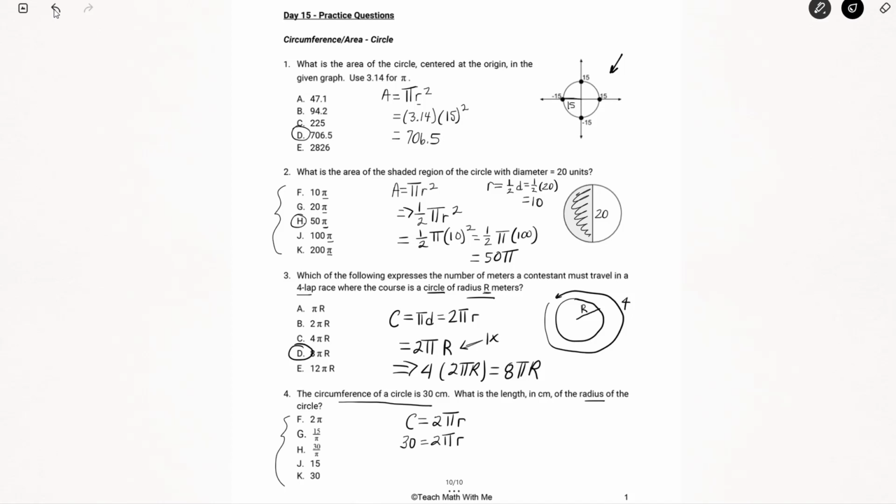So I'm going to divide through by 2 pi. So r equals 30 over 2 pi. And when I simplify that, it turns out to be 15 over pi, which is answer choice G, 15 over pi.